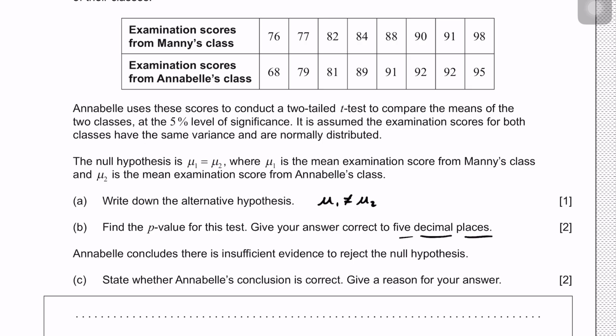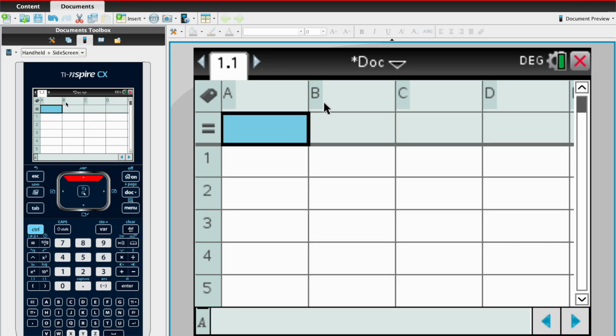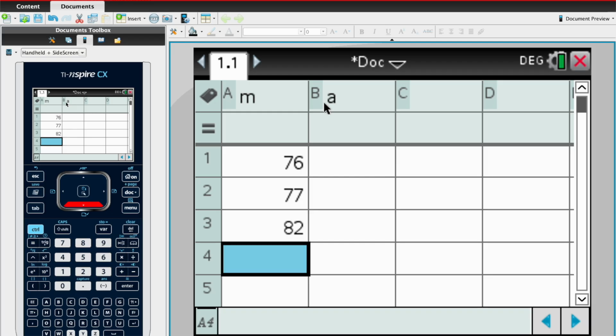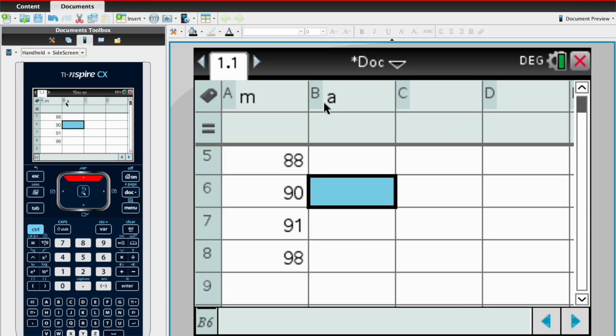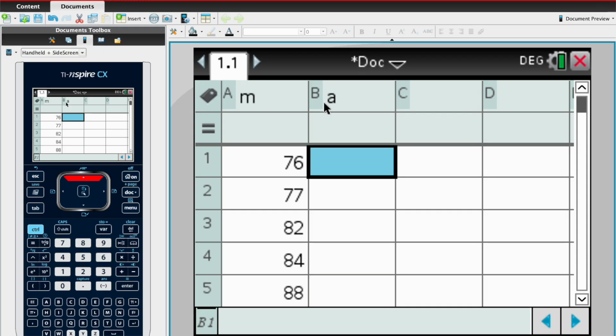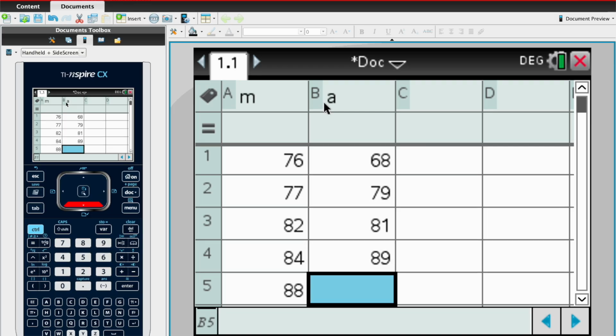So let's go into spreadsheets. So here we are. We can call this maybe M for Manny and A for Annabelle, and then we can just put in these values. So 76, 77, 82, and so on. 84, 88, 90, 91, 98. And then the same for Annabelle's class. 68, 79, 81, 89, 91, 92, 92, 95. I'm just going to check these.